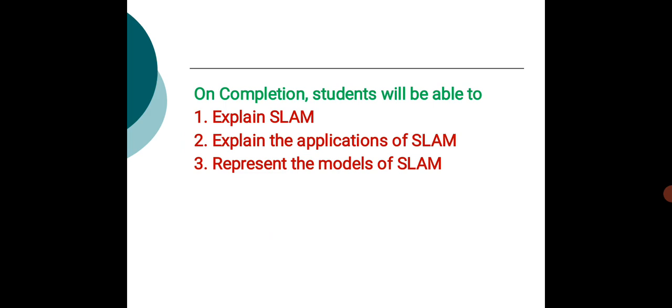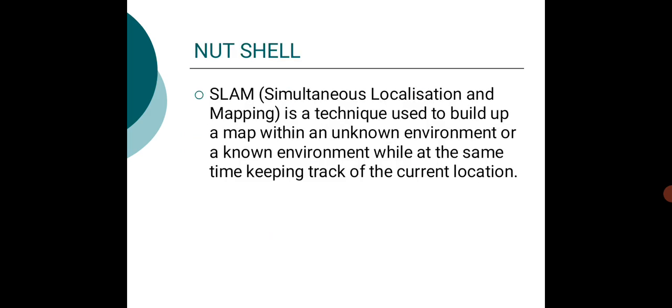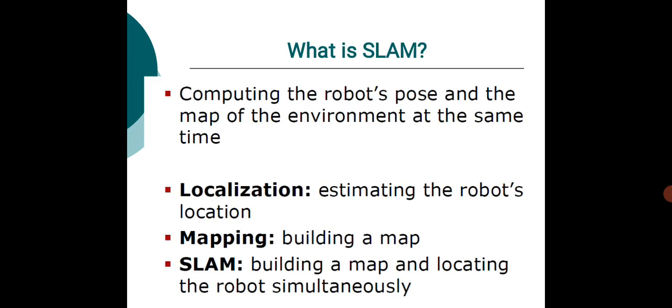On completion, the student will be able to explain SLAM. They will be able to explain the applications of SLAM, and even they will be able to represent the models of SLAM. So, in a nutshell, what is SLAM? It is a technique used to build up a map of an unknown environment or a known environment while at the same time keeping track of the current location. So, computing the robot's pose and the map of the environment at the same time. That's why it is called simultaneous localization and mapping.